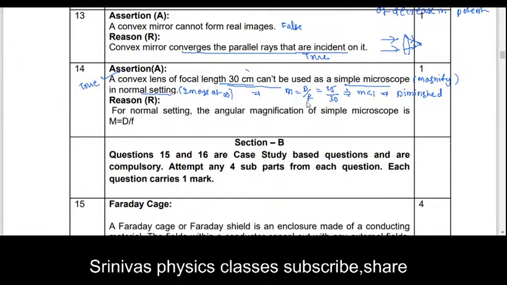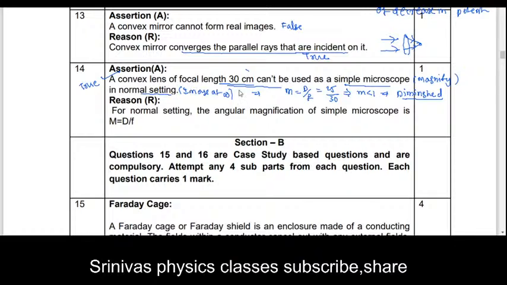If you find the magnification with the 30 centimeter focal length, you get less than 1. Less than 1 means a diminished image forms, and we don't require a simple microscope to diminish. A simple microscope should make a magnified image. That's why we should not use this one, because a simple microscope should be magnified. But if you take 30 centimeters, it gives a diminished image. That's why we should not use this.